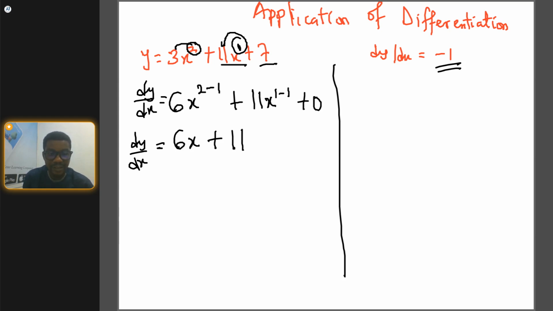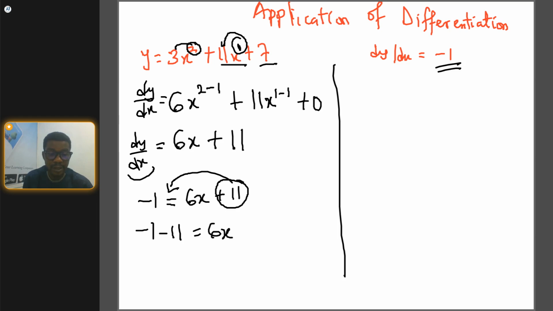The dy/dx was given as the gradient in the question, and the gradient is -1. So if I change dy/dx to -1, I will have -1 equals 6x + 11. Collecting like terms, if the +11 moves to the other side, I'll have -1 - 11 equals 6x. That is -12 equals 6x.